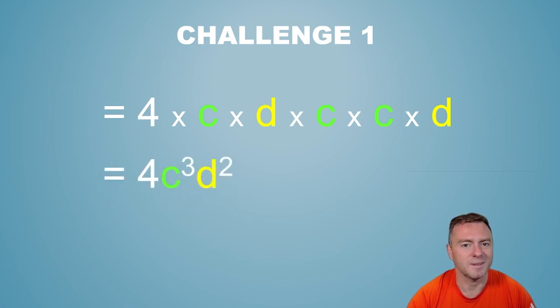Awesome. So hopefully you picked up, there's the 4. How many c's? You just group all those together. And notice that I'm keeping this in alphabetical order. So that's c to the power of 3 and then d to the power of 2.